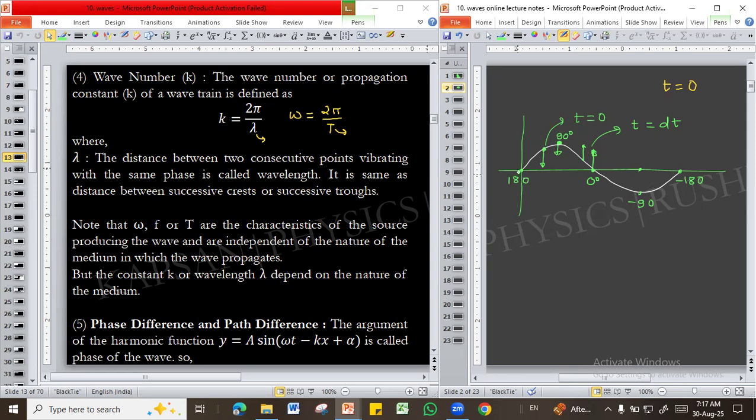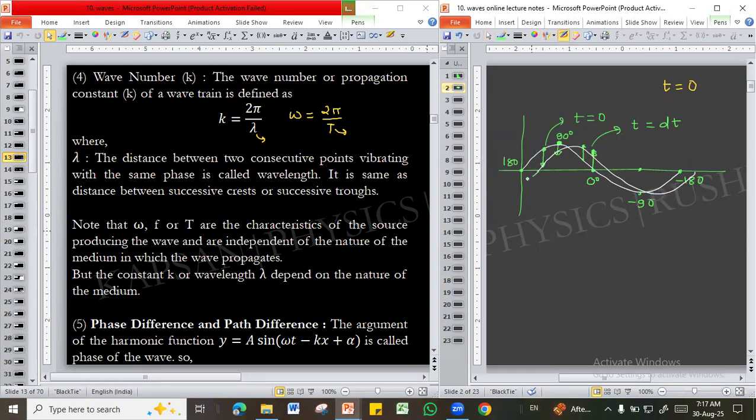Means, what is the meaning of plus 180? It is at mean, but now the very next time it will go towards the negative extreme. You can check what will happen if this wave moves forward. If this wave moves forward, the shape of the wave will look like this.